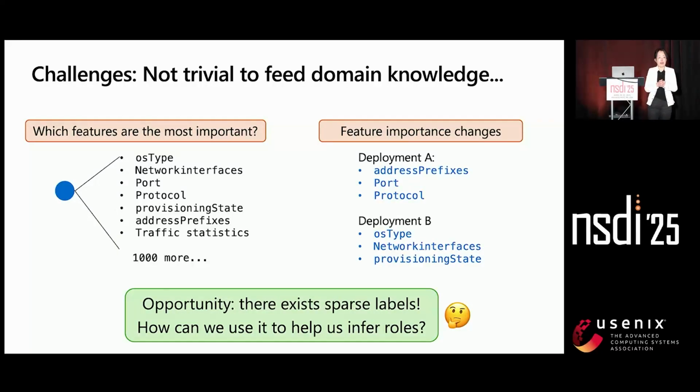But what we do have is some sparse labels that also exist in the graph. By sparse labels, I mean it can sometimes be the name, or some tags that users give us, or it can even be the IP addresses that help us infer some of the rows. However, the problem here is that these sparse labels are not complete. So how can we really use them to help us improve the row inference part?